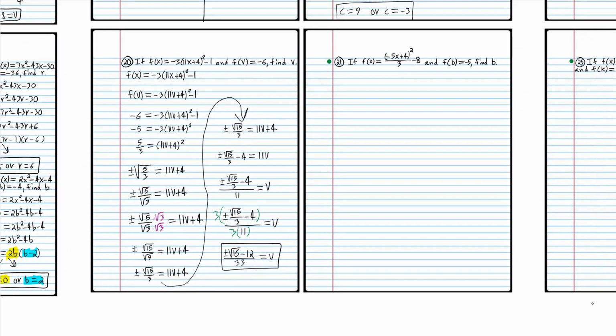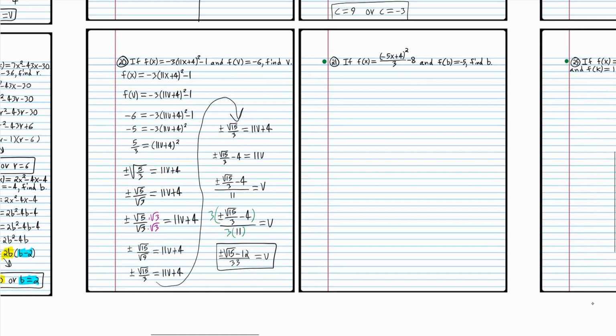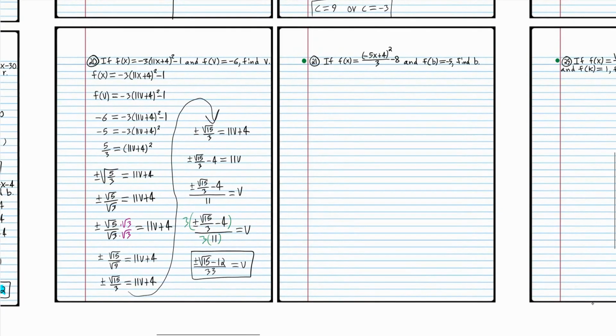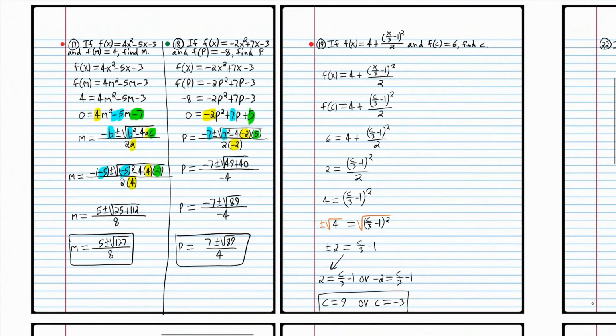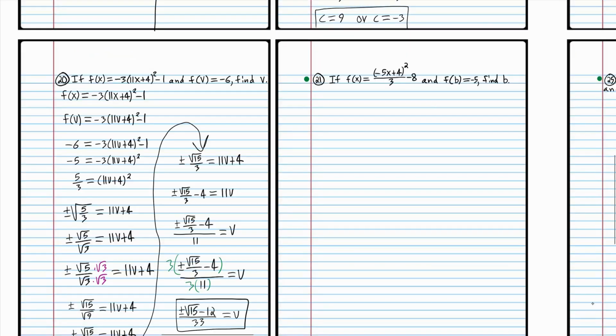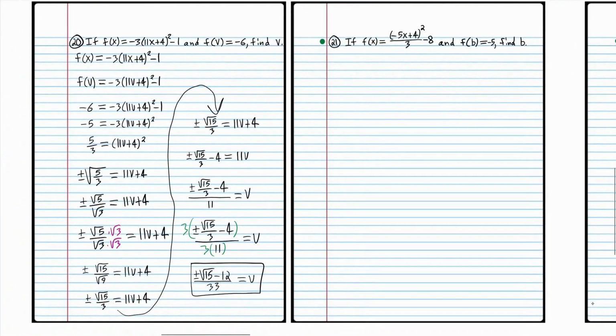Okay, so now it's time for you to try. You can take a picture of number 19 and use number 20 to help you. Attempt number 21. When you come back, we'll do it together.